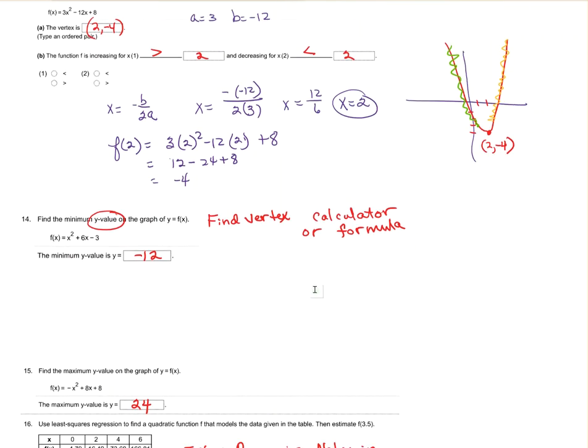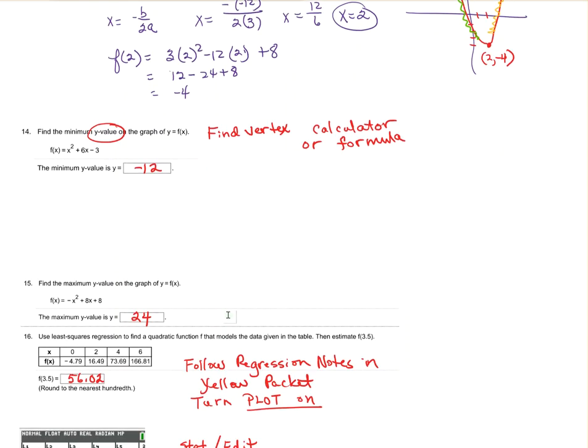Number 14, find the minimum y value of the graph. Find the vertex either with this formula or on your calculator, and they want the y value of the vertex, the y value, and it is negative 12. Same thing with 15, find the maximum y value. You're going to find the max either with the vertex formula or the calculator.